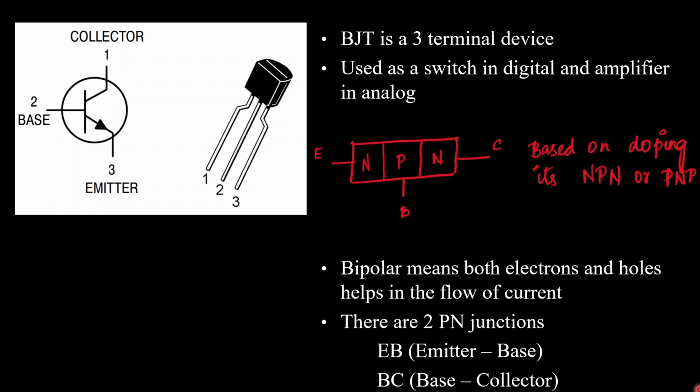Alright, so there are two types of transistor. One is the NPN transistor, another one is the PNP transistor, and it is based on the doping. Okay, what is doping? I'll tell you everything later. In a bipolar junction transistor, bipolar means both electrons and holes help in the flow of current, which is nothing but the conduction process. There are two PN junctions, one between emitter and base, another between base and collector.